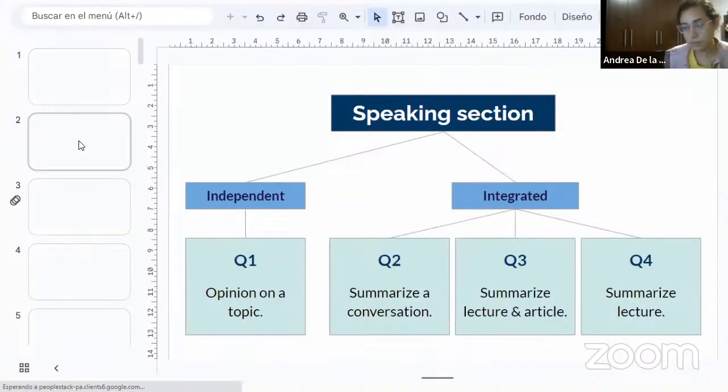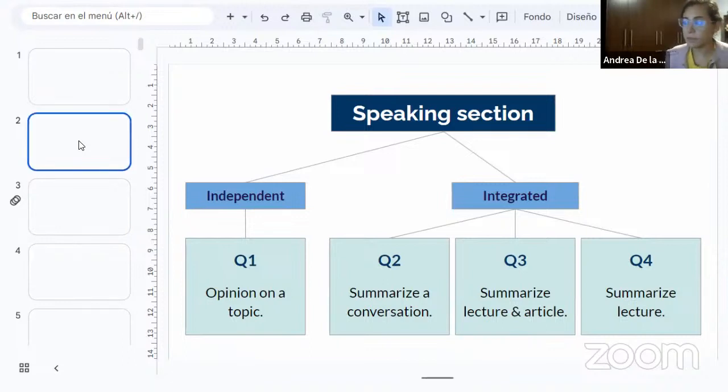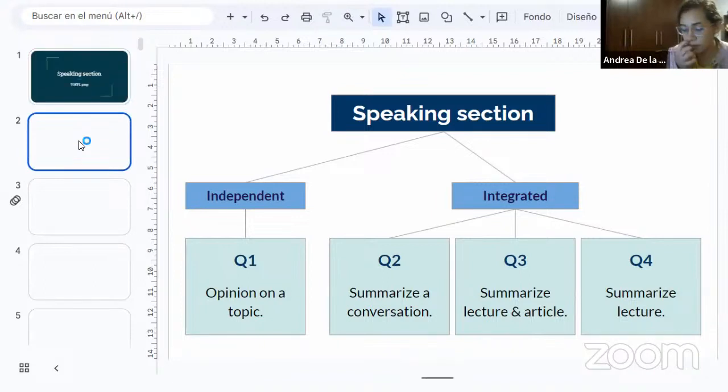As you said, Pansy, we have independent and integrated questions, but we only have 1 independent question and we get 3 integrated ones. So that makes a total of 4 questions. Okay. So last week we were working on question number 1, the independent one, the one where you have to just give your opinion on something. And today we'll start working on the next one, task 2, or question 2.